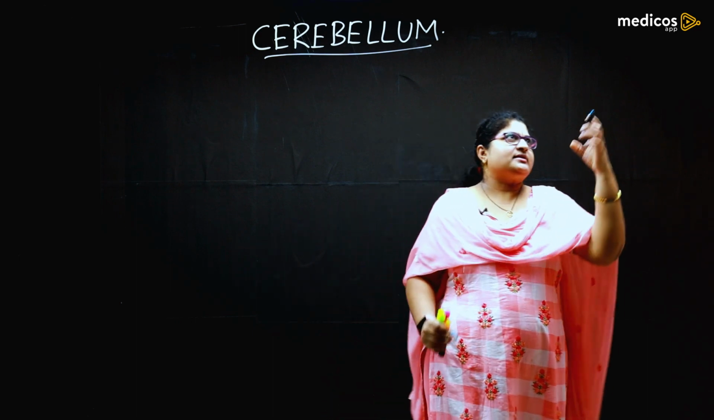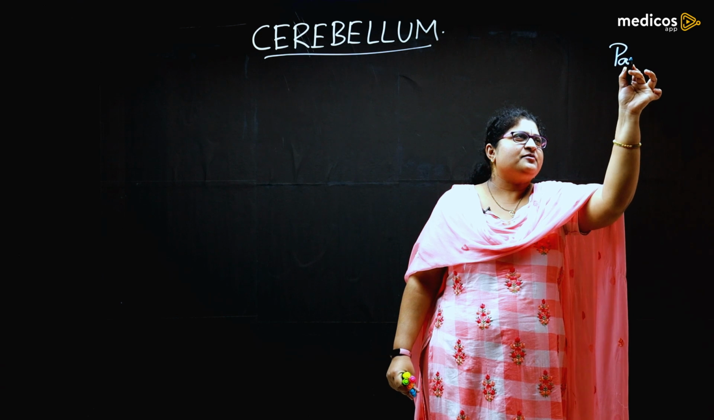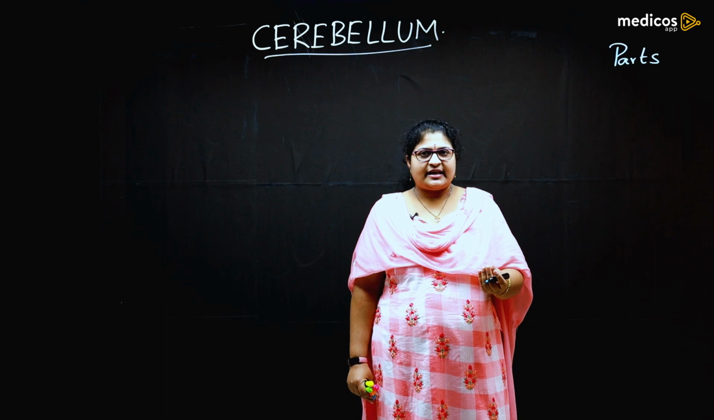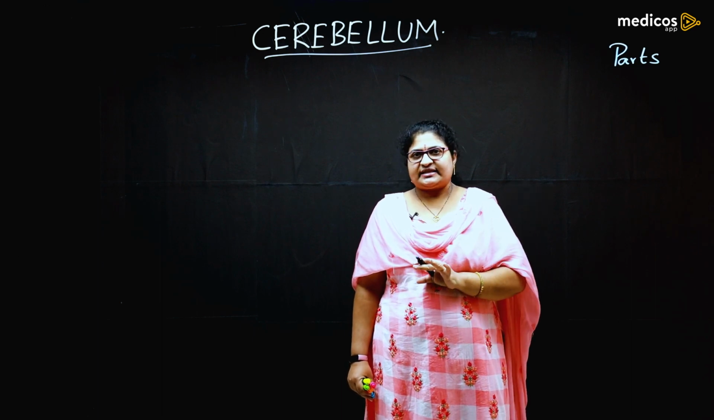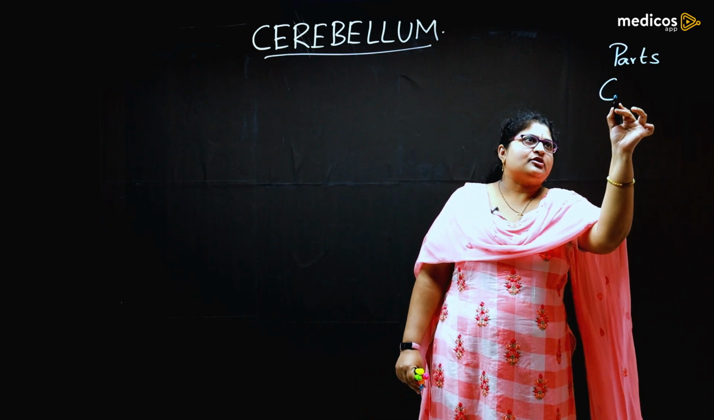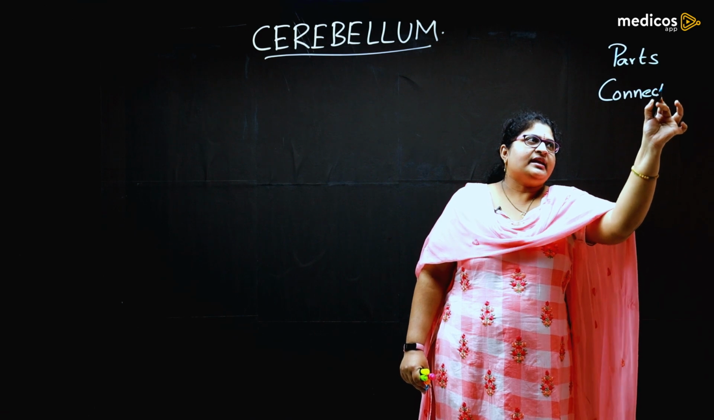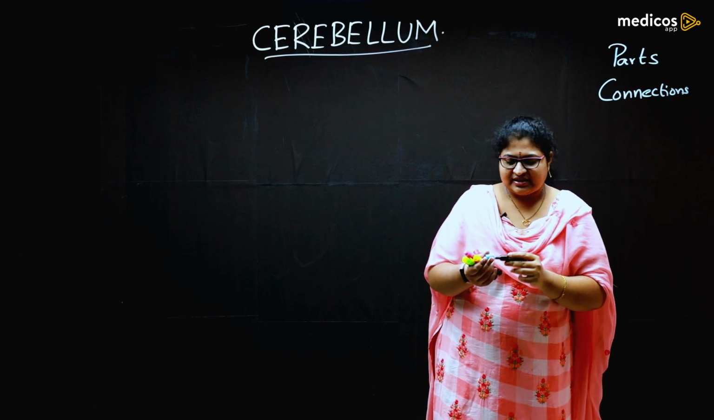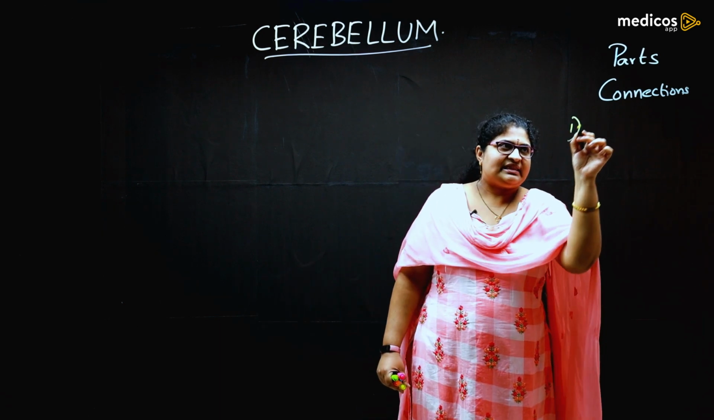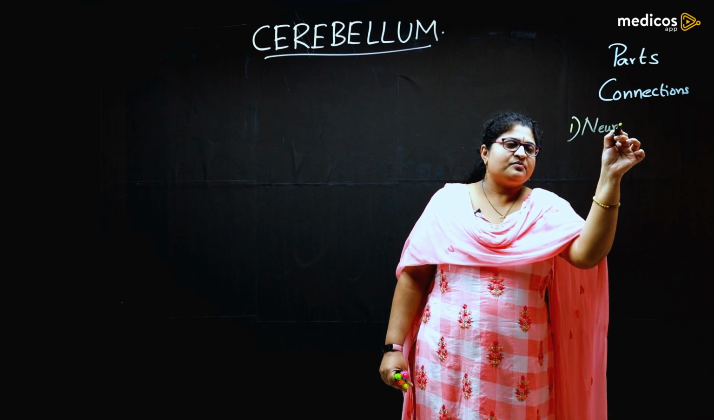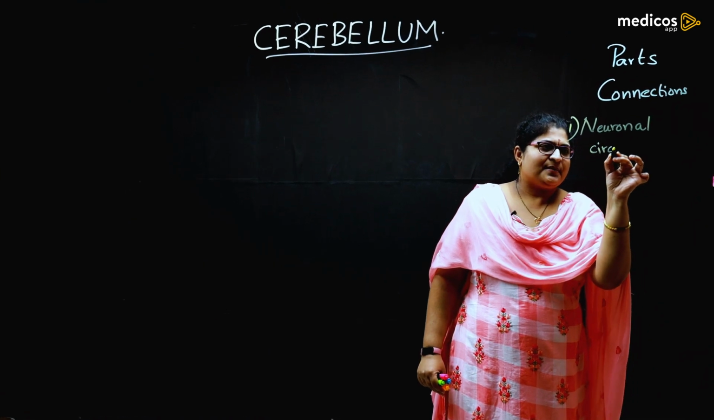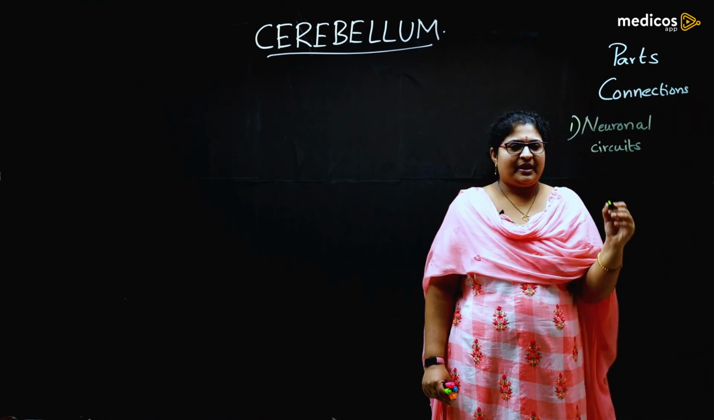First one is parts of cerebellum. So there are different types of classification of cerebellum, like anatomical classification, phylogenetical classification and functional. We are going to discuss about functional classification of cerebellum in this session. And then connections of cerebellum. So in connections of cerebellum, we are going to discuss about three different types of connections. First one is neuronal circuits within cerebellum. So what are the different types of connection that are present between the cells of cerebellum? Neuronal circuits between different cells of cerebellum.